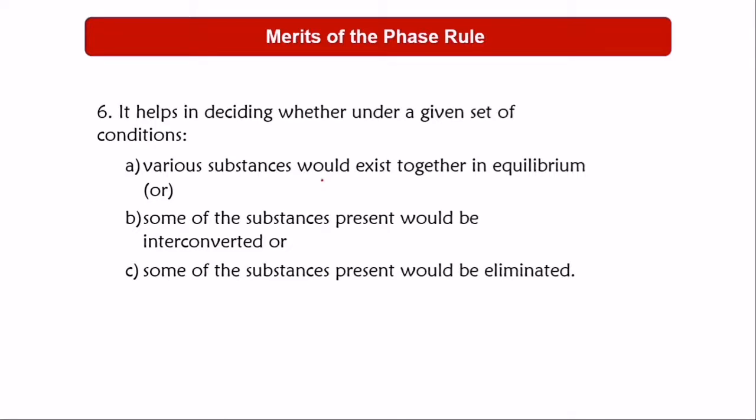We have some limitations to the phase rule. It can be only applied to systems in equilibrium. So if the system is not in equilibrium, it cannot be applied. And it applies to a single equilibrium system.